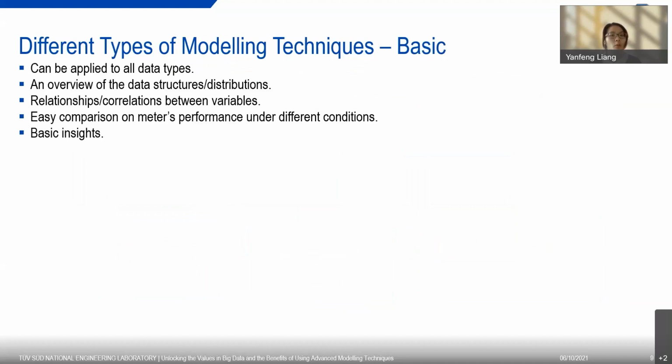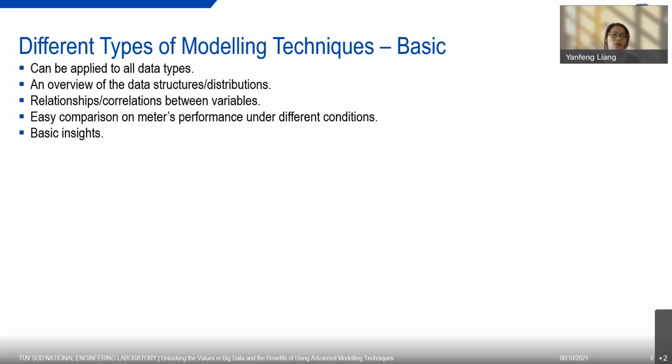So let's start off with the basic modeling techniques. Because these are basic modeling techniques, there are not many requirements from the data, so they can be applied to all data types. This type of technique is extremely useful if you wish to look at a bigger picture of the data structure or your data distribution. So imagine you're dealing with a big data set, then by using basic modeling techniques, you can get a general overview of what your data is like. Because if you don't know what your data is like, how can you perform more complicated analysis on your data?